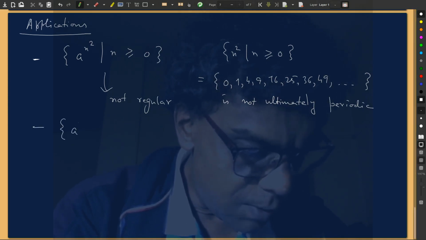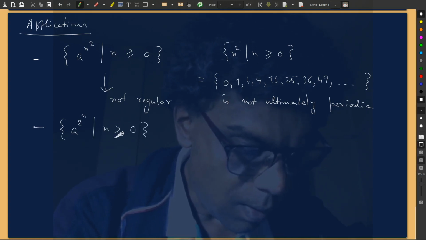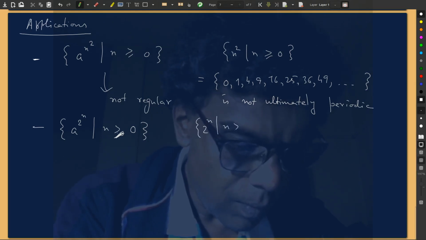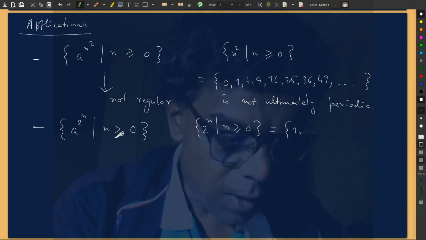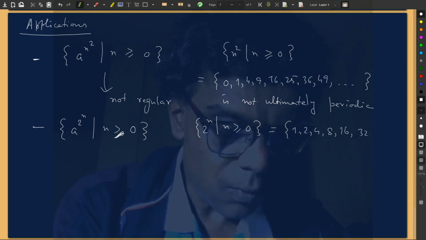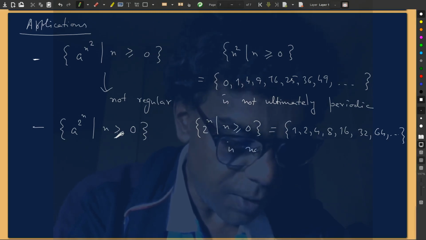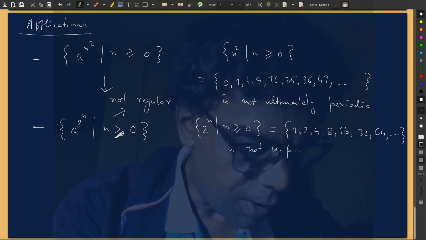And this may be a new language, a power 2 power n, n greater than or equal to 0. Then what are the powers of 2? So this is nothing but 1, 2, 4, 8, 16, 32, 64. Again, you see the numbers are getting further and further away. So this is also not ultimately periodic. And therefore, this is also not regular.